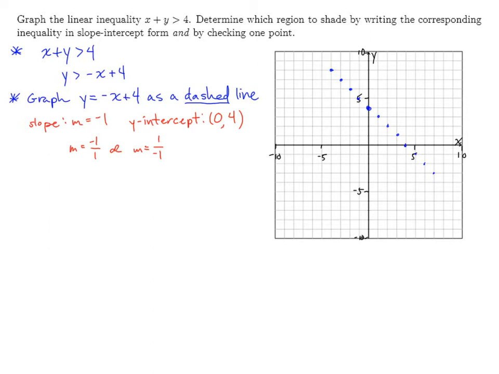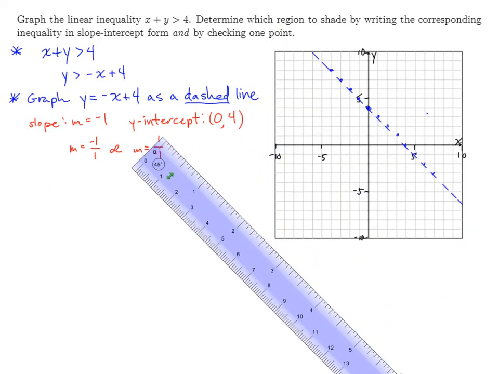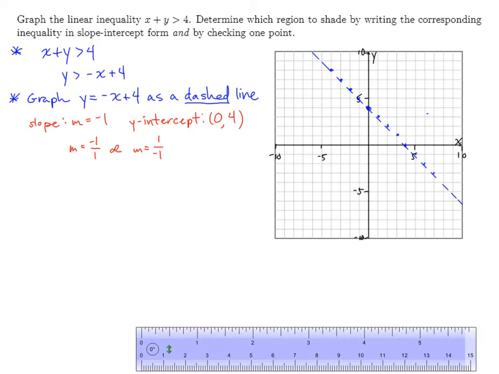So now I'll grab my ruler and I'll draw a dashed line going through these points. Now that I have my ruler lined up along these points, I'm going to put that dashed line in. And then I'll move my ruler out of the way and put arrows on the ends of that line. Okay, now that I have my separating line, I am going to determine which side to shade.